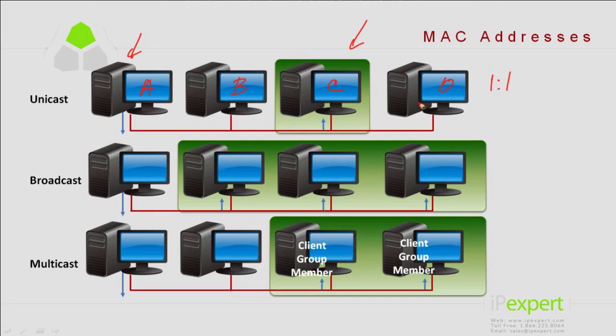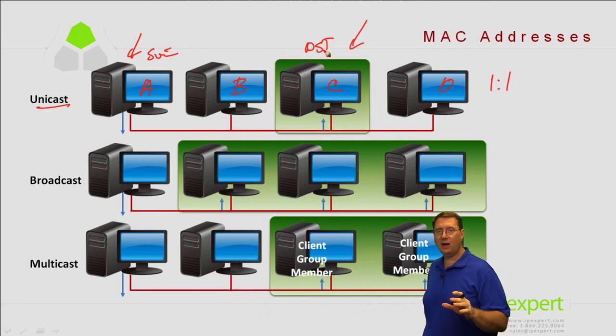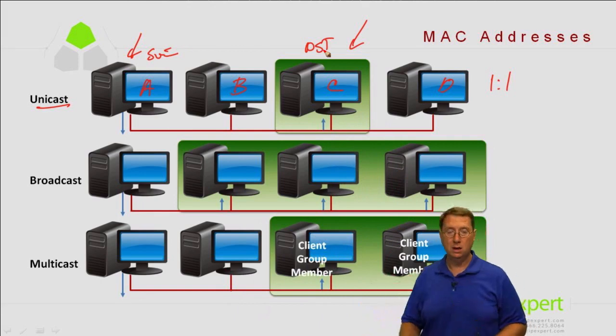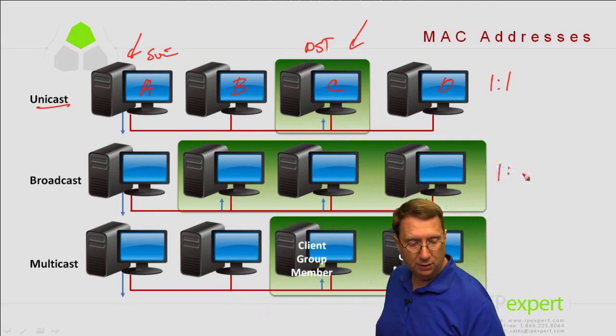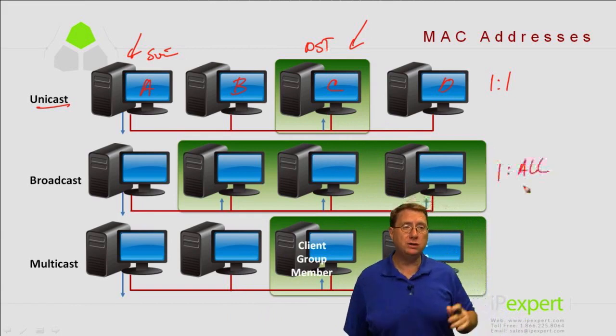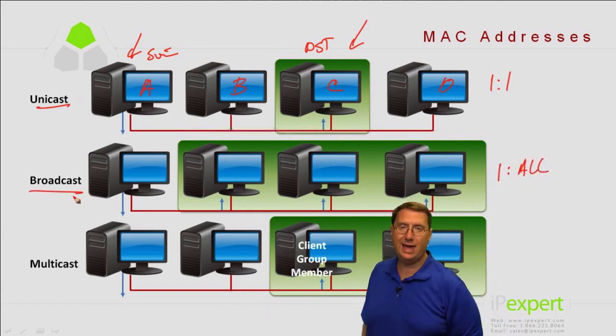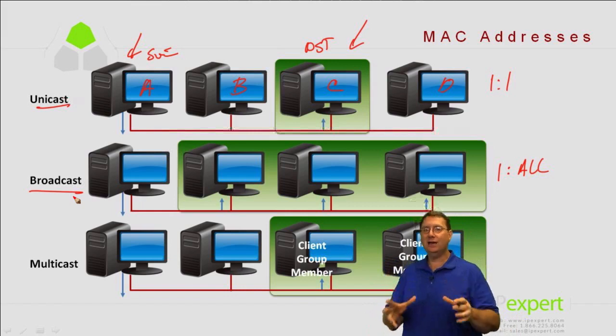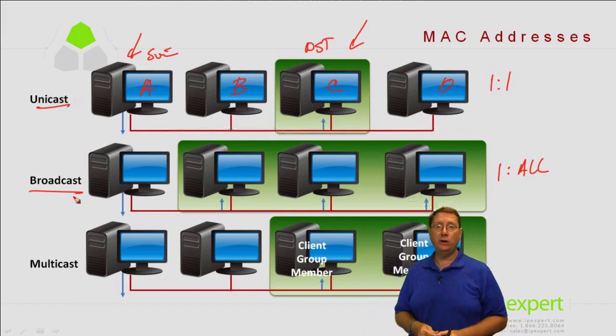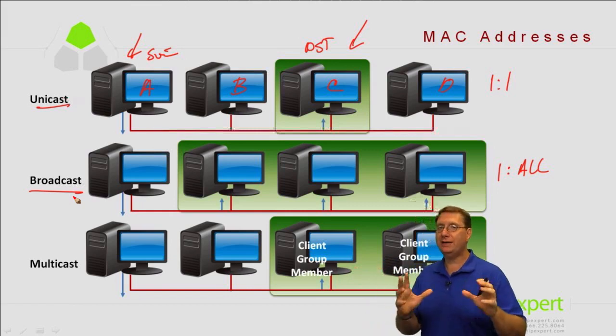Now when I send a unicast communication, it's going to travel between the source and the destination. I also mentioned that we have what we call one-to-all. One-to-all defines the characteristic of broadcast communication. That means I can send out a frame that's going to go to every device in my infrastructure on that network segment. Keep in mind, that defines a broadcast domain.